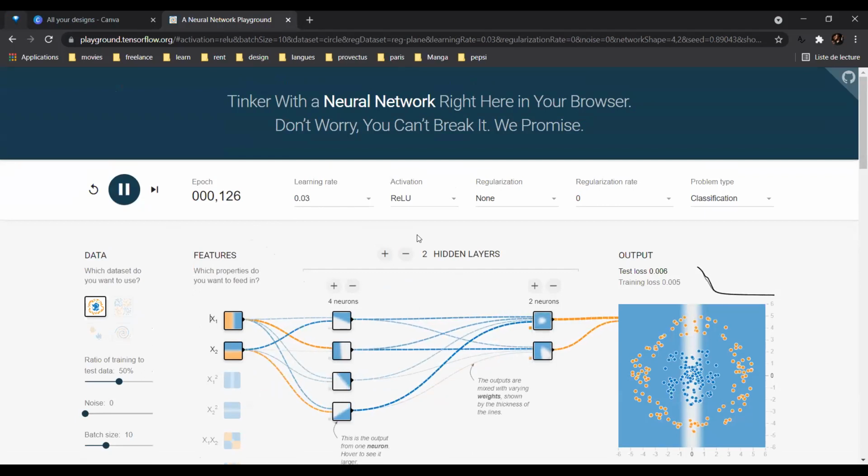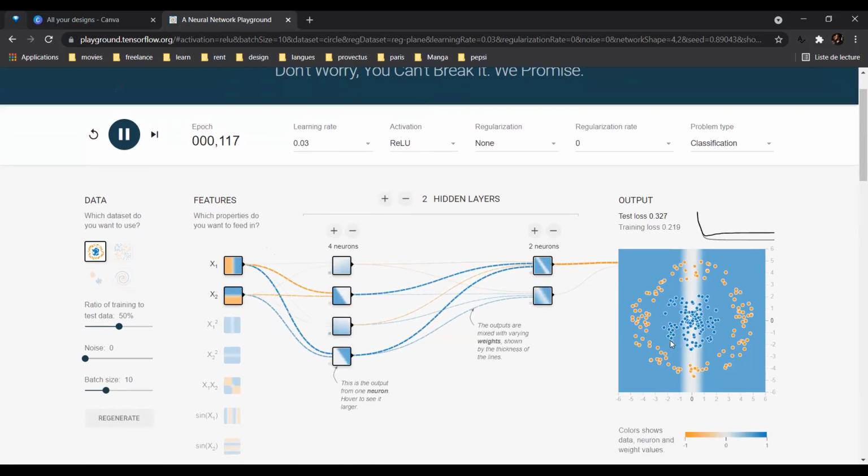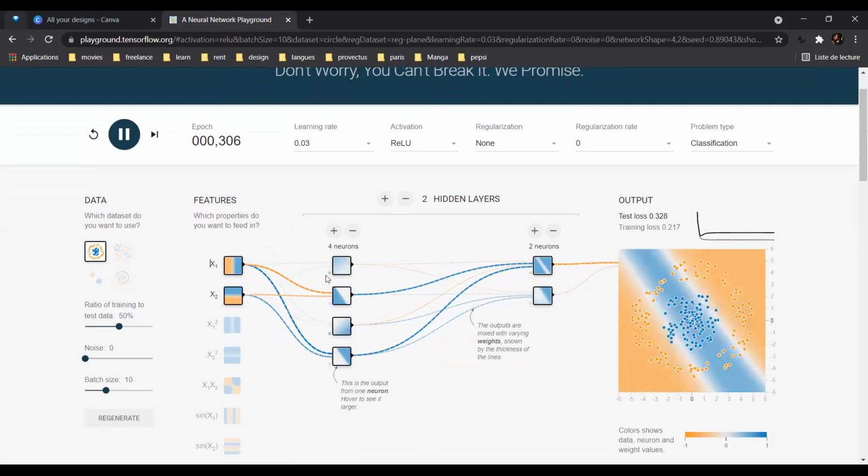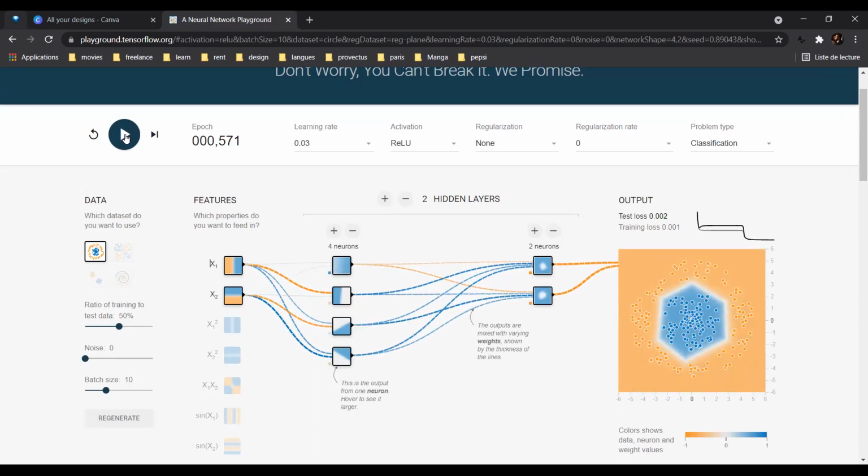So let's see, what happened? For some reason, it's not learning, or it's not giving good results. Okay, it's learning. Yeah. So there is the output of ReLU. So you see, it's definitely non-linear, but it's composed of different linear parts, right? So it's not as smooth as tanh, for example.